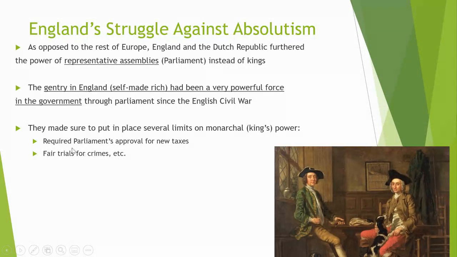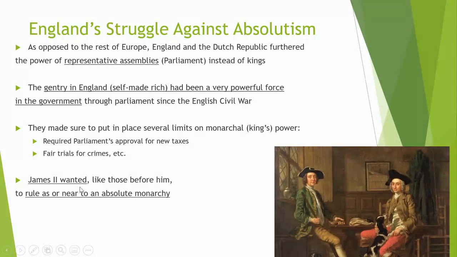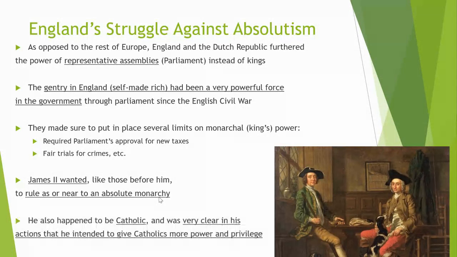Now, if we remember talking about the Star Chamber earlier on in the year, and James the Second, like those before him, wanted to rule as a near absolute monarchy. He also happened to be Catholic and was very clear in his actions that he intended to give Catholics more power and privilege. And remember, ever since the Act of Supremacy, England was anti-Catholic. Even though some of their traditions were still kind of Catholic, under the Act of Supremacy they are not Catholic. They don't want to be Catholic. They absolutely hated Catholics the same way most people in France hated Protestants.